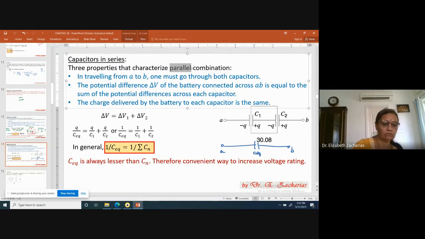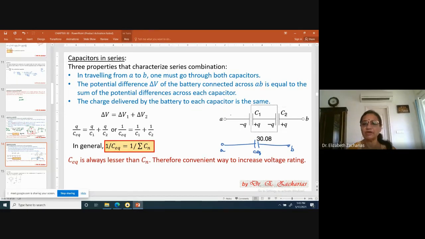Series combination. So there are three properties that characterize series combinations. The first one is, in traveling from a point A to B, you have only one path. You have only one path that takes you from point A to B, and that path is going to include all the capacitors which you have connected. Then you say that your capacitors are connected in series.